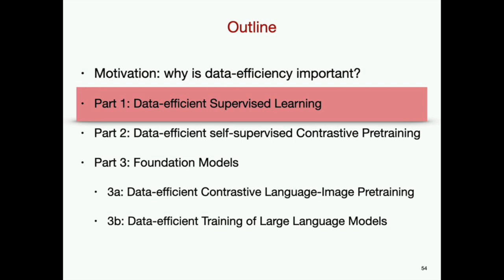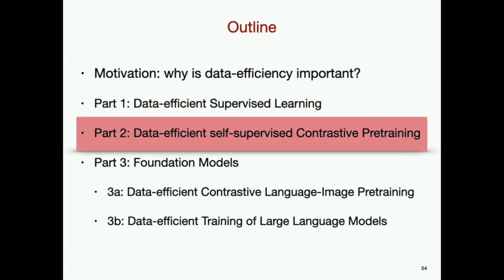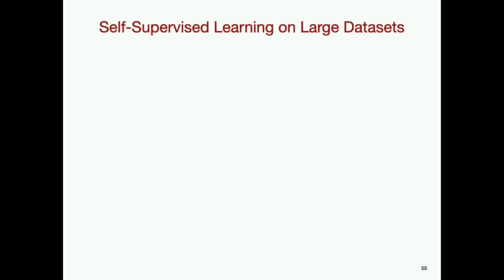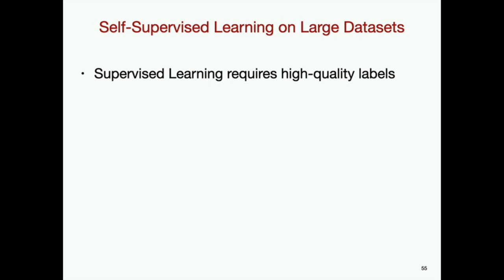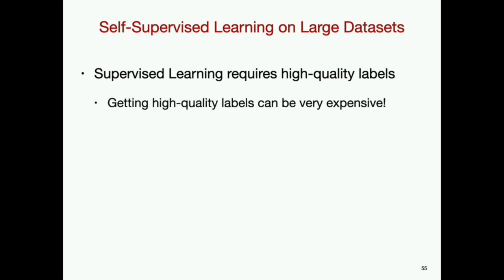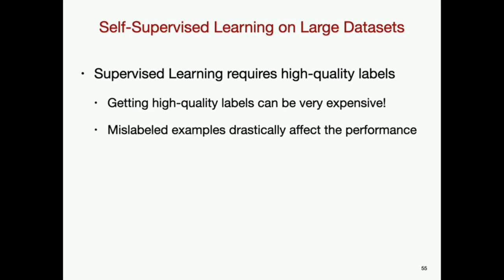Yeah. So now that Baharan has explained the principles of data-efficient supervised learning, we can now think about exploring this for self-supervised learning. And that's this part of the talk now. So we've established how careful data selection can make training deep networks with supervised learning much more efficient. However, supervised learning requires high-quality labels, and getting these high-quality labels is extremely expensive. And also, if we have mislabeled examples, this can drastically affect our performance.